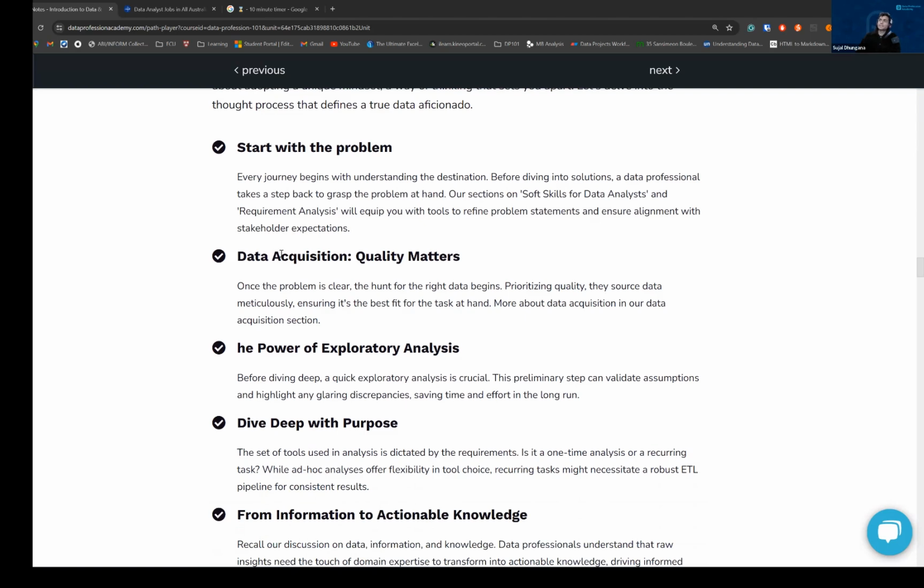And next is the data acquisition. So quality matters. Now you have identified your problem, now you go into the data acquisition phase. Data acquisition means just getting the data. And maybe there are a lot of different sources that I can get the data from. And that's where I need to factor in the data quality. What would be the best quality data, or where can I find the best quality data?